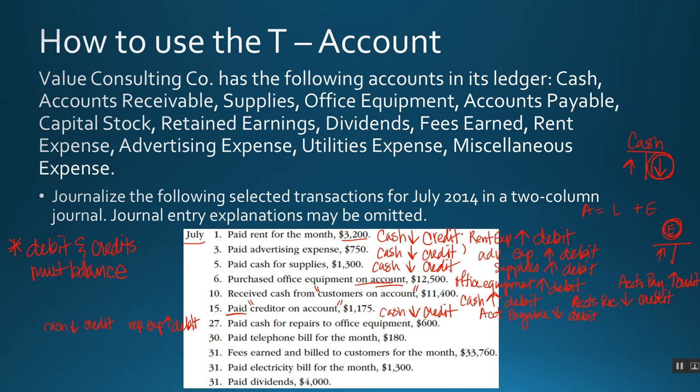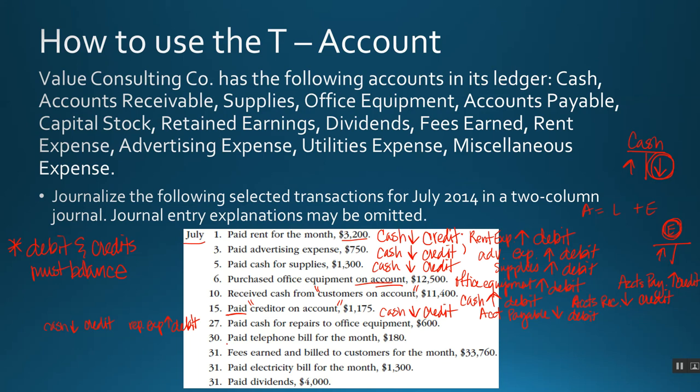You find the two accounts that are impacted, and guess what? You're not going to get this from just looking at this video. This is where the practice comes in. You have to practice this. That's how you become acclimated to it and comfortable with the terminology and how this works.